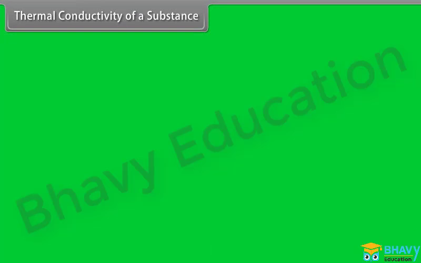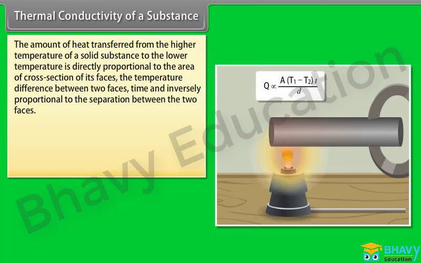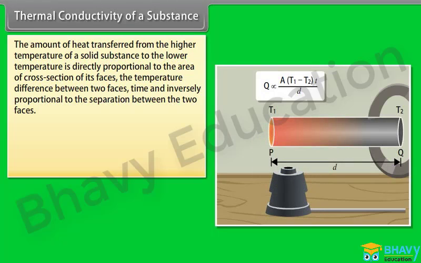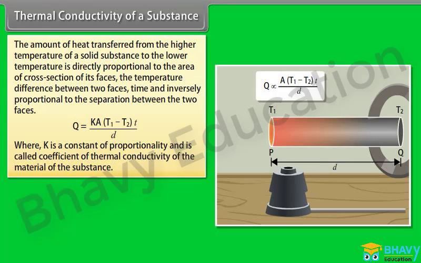Thermal conductivity of a substance. The amount of heat transferred from the high temperature of a solid substance to the lower temperature is directly proportional to the area of cross-section of its faces, the temperature difference between 2 faces, time, and inversely proportional to the separation between the 2 faces. It gives Q = KA(T1 - T2)t/d, where K is a constant of proportionality and is called the coefficient of thermal conductivity of the material of the substance.